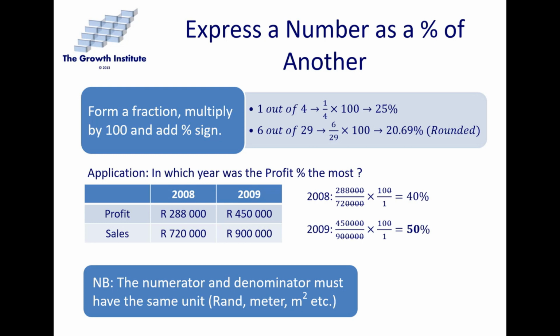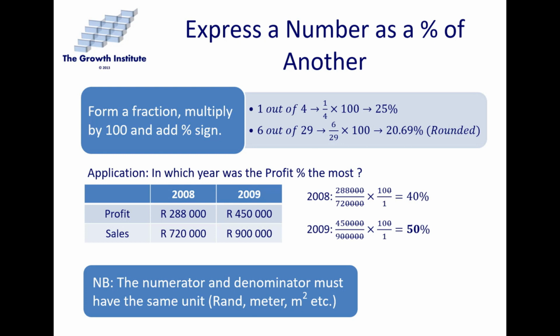So how will it typically be asked? It can be asked like this. They say, in which year was the profit the most? Well, not the profit the most, the profit percentage the most. So in that little table, you are given the profit figures and the sales figures. Now, in 2008, the profit was 288,000 out of the total sales of 720,000. Let's multiply that by 100 and add a percentage sign, and then we can see that it is 40%.